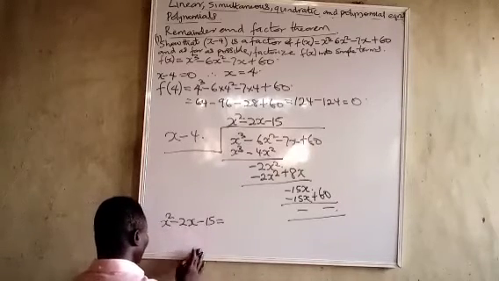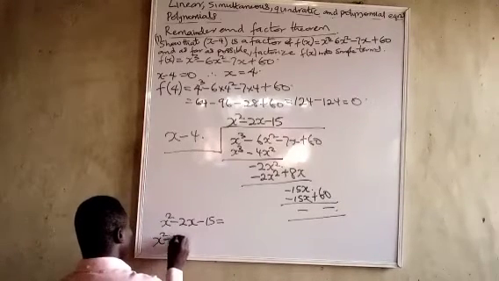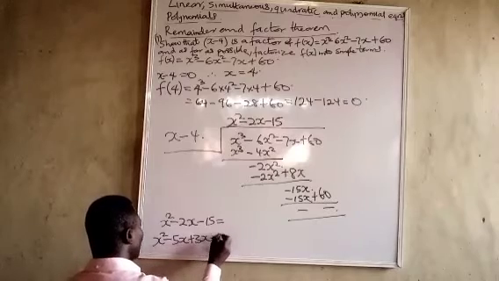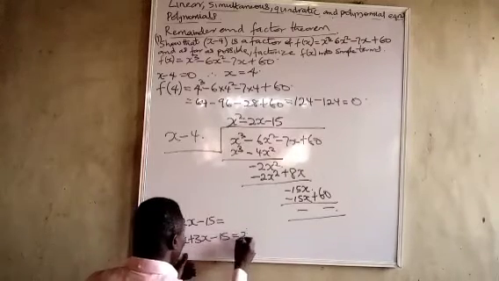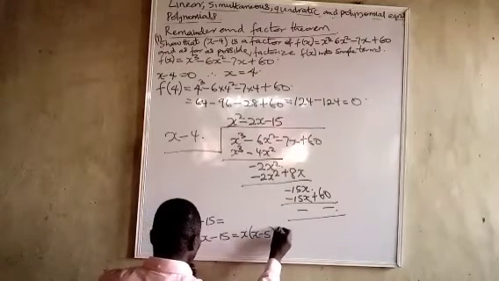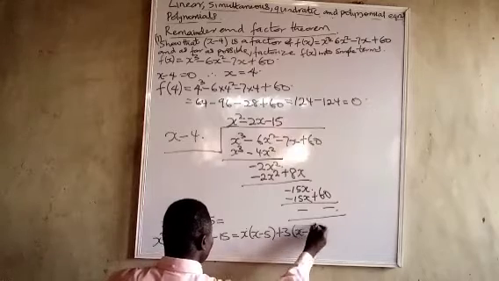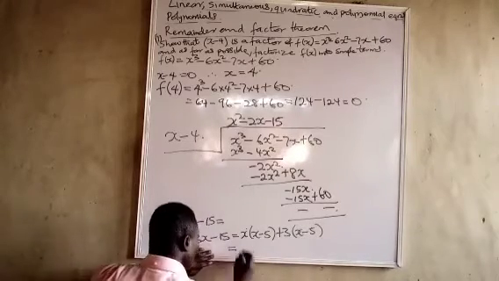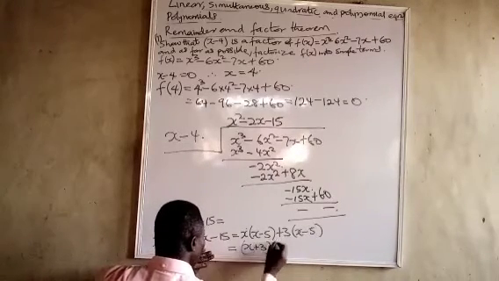That is minus 5 and 3. So I have x squared minus 5x plus 3x minus 15. And that will give me x into x minus 5 plus 3 into x minus 5. So this gives me x plus 3 into x minus 5.